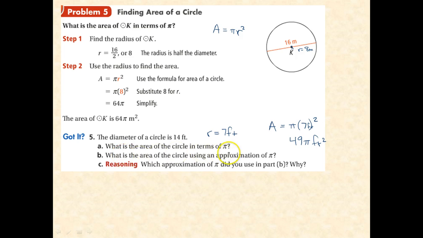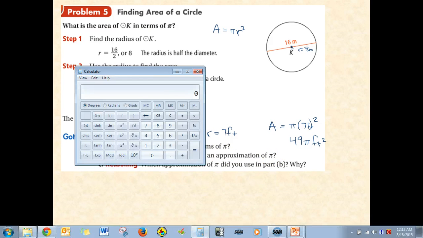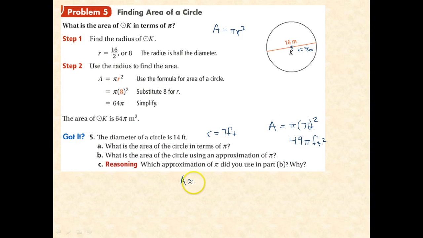B, what is the area of the circle using approximation of pi? Well, we can do 49 times, and then if you type pi, pi will show up to a bunch of digits. And that equals 153.94 square feet.